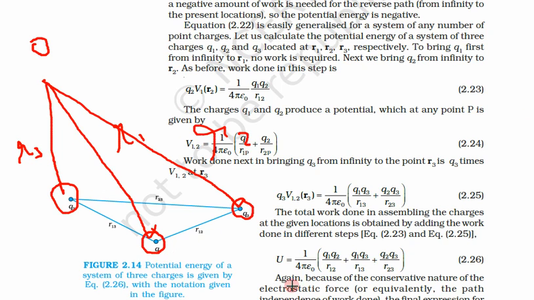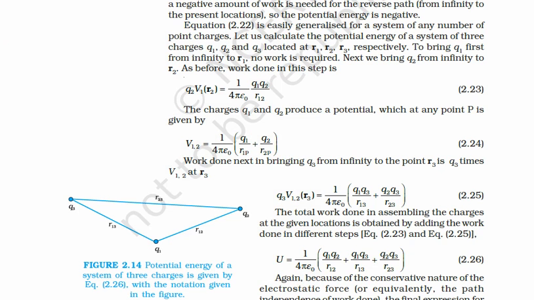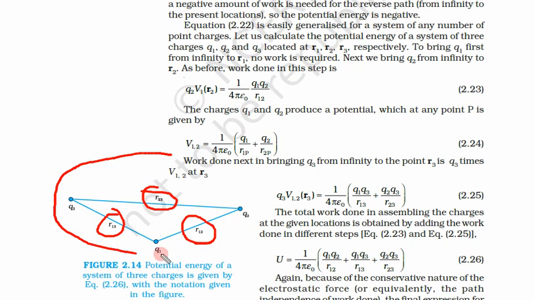And now the distances between them. Let us see what are the distances between them. From 1 to 2 is R12, from 1 to 3 is R13, and from 2 to 3 is R23. So these are the distances between them. So let us consider this case, and then this thing will be more clear to you.